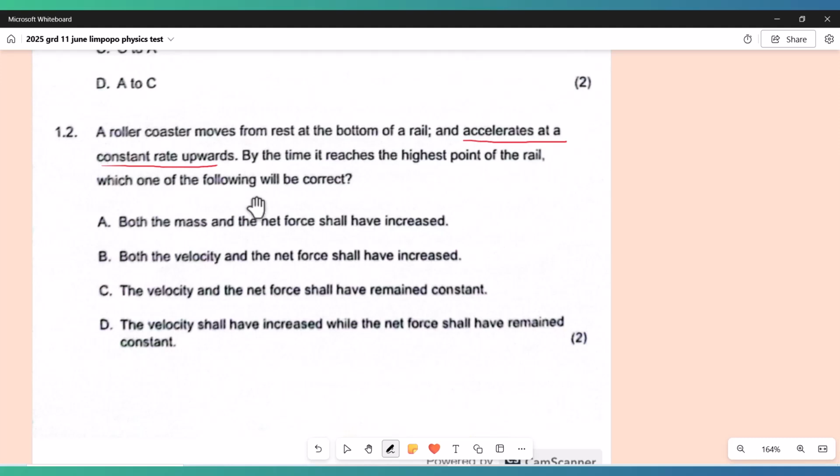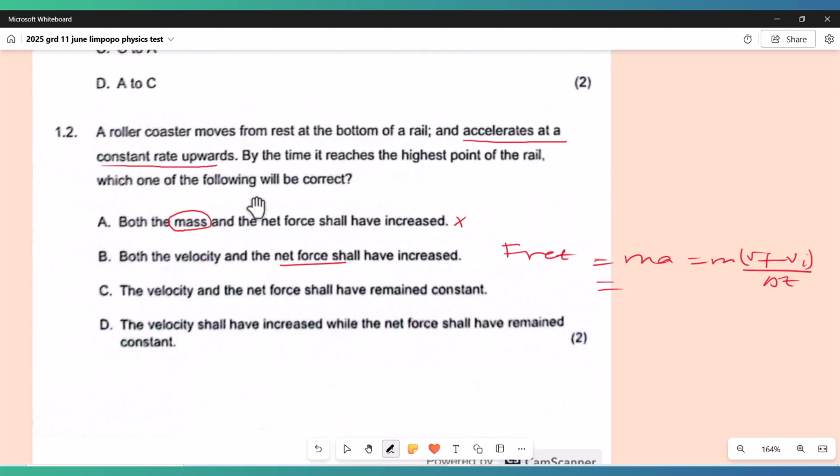Now they say both the mass and the net force will have increased. The mass is constant, it does not change, so this is not correct. Then both the velocity and the net force shall be increased. Let's find out now. Because it's accelerating, F net equals mass times acceleration, given by mass times V final minus V initial divided by change in time.